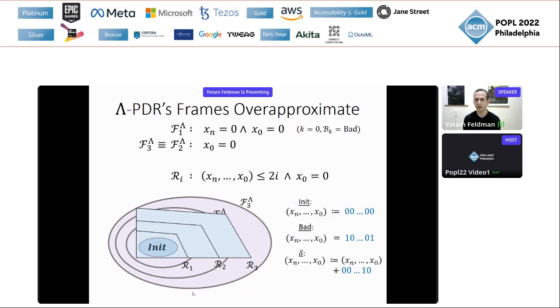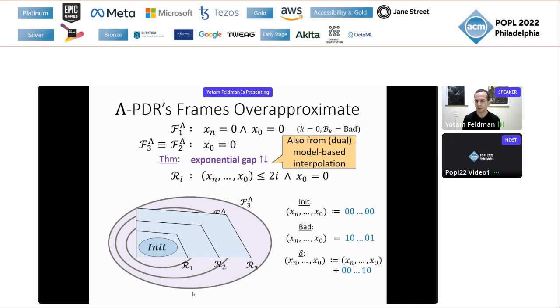So there's a huge gap between the actually constant number of frames required for lambda PDR and the exponential number of iterations required for exact forward reachability, demonstrating significant overapproximation in lambda PDR. We also have a similar gap between lambda PDR and the variant of model-based dual interpolation-based invariant inference, and the details are in the paper.